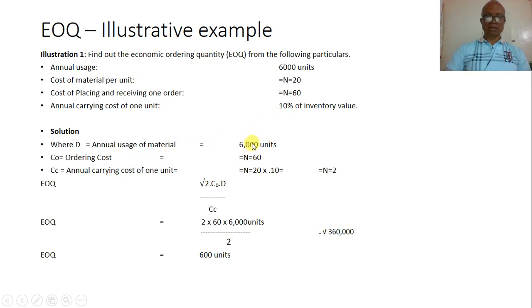So annual usage is 6,000, cost of ordering is 60, and annual carrying cost per unit is 2. So what we have to do is 2 multiplied by CO multiplied by D, over CC. It will give you 2 times 60 times 6,000 divided by 2, and this will give 360,000. So you look for the square root of 360,000, and that will give you 600 units. So that's how to arrive at our EOQ.